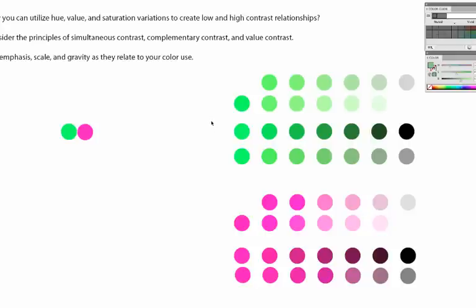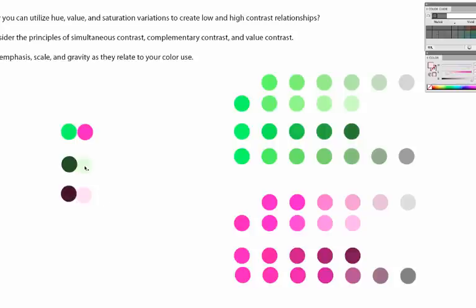Looking at value though, we can create both a high contrast of value and a low contrast of value using this palette. So to create a high contrast of value, we're going to need a high key color and a low key color. Now I think for the sake of these assignments we might avoid using white and black altogether, so I'm just going to delete those from my palette. And instead, the darkest hue I have in this green range is this dark green here, and the lightest one is this one here. So we can have a high contrast of value with these two hues, or with the equivalent in the pink range.